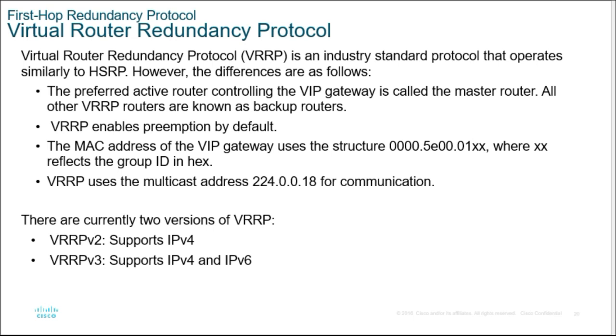For VRRP, the virtual MAC address is in the format 0000.5E00.01XX, where XX reflects the group ID in hexadecimal. VRRP supports two versions, which is version 2 for IPv4 and version 3 for both IPv4 and IPv6.